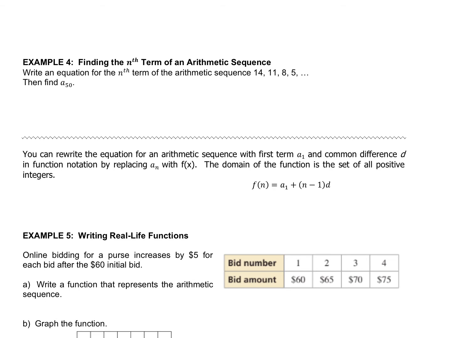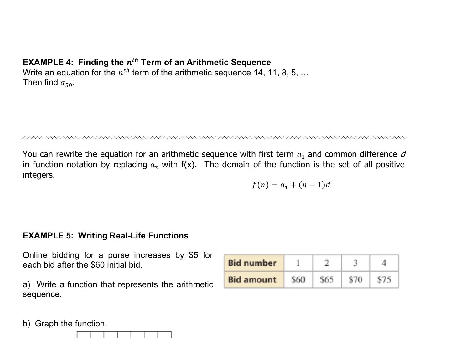So here we are given the sequence 14, 11, 8, and 5. We want to first write the equation for the nth term of that sequence, meaning if we just kept going, we could figure out what that formula or equation looks like. So we first want to find the common difference.